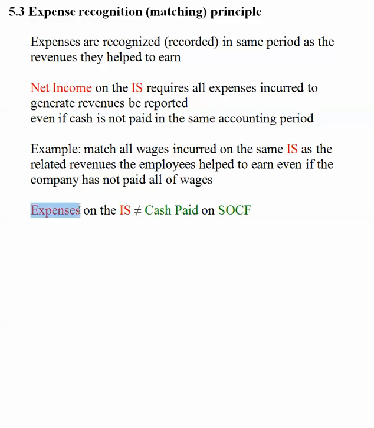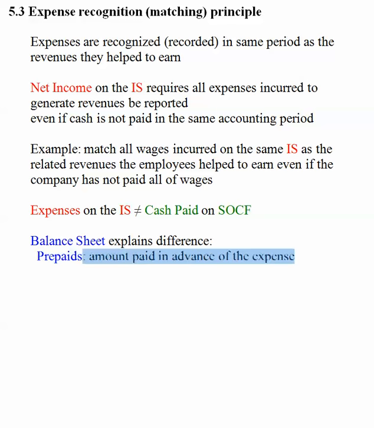In other words, we may be recording expenses in a different accounting period than when the cash is actually being paid. So what we have is the good old balance sheet to explain why the income statement differs from the statement of cash flows, why our expense is not the same as the cash paid. Well, you may have a situation where you've paid the cash first and then had the service or expense, the expense is recorded later. So when you pay for amounts in advance, you're going to decrease your cash, but instead of expensing it, if you haven't had the service to help you generate revenues yet, then it's an asset called prepaids.